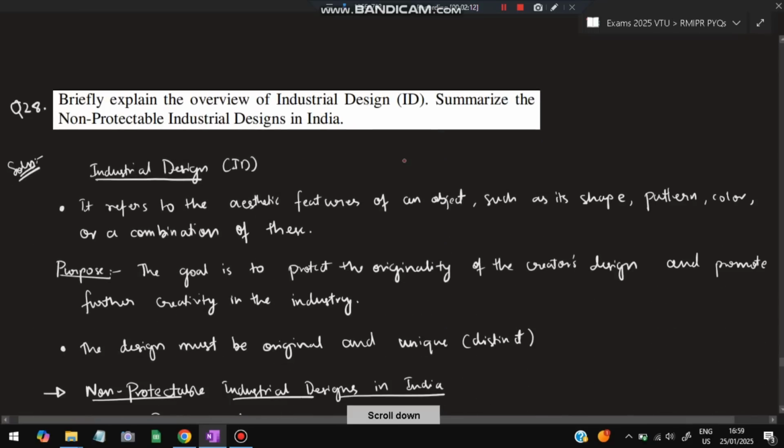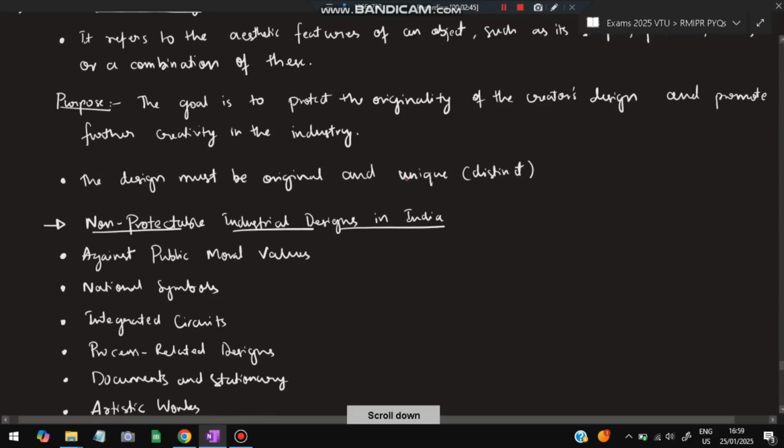Okay. Moving on to the next important question: we have briefly explained the overview of industrial design, summarize the non-protectable industrial designs in India. What is industrial design? Industrial design refers to the aesthetic features of an object such as shape, pattern, color, or a combination of these things. Okay, that is an industrial design. What is the goal? The goal is to protect the originality of the creator's design and promote further creativity in the industry. To protect the originality, what was the original design in the product, that should be protected. That is the purpose of it. Okay, and to enhance further creativity, the design must be original and unique and distinct.